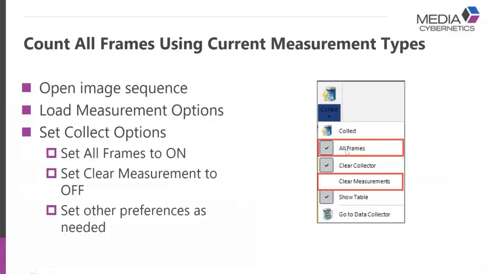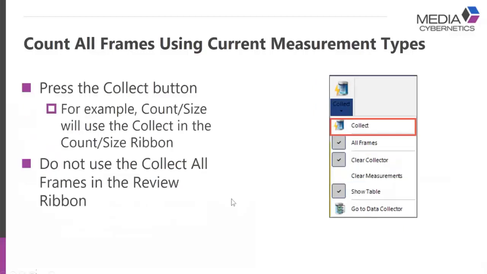And so in this case, I want to make sure I have all frames set. I don't want any old data. And if you remember, I left some old data there. But now I want to make sure I don't resync. I don't want clear measurements. It's going to use whatever's set by data collector. So now I'm going to use that data collector table, and I'm going to show the data when it's done. And when I'm ready, collect.